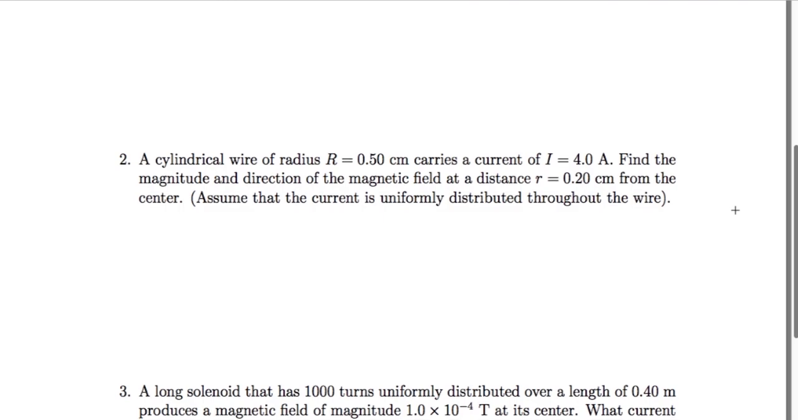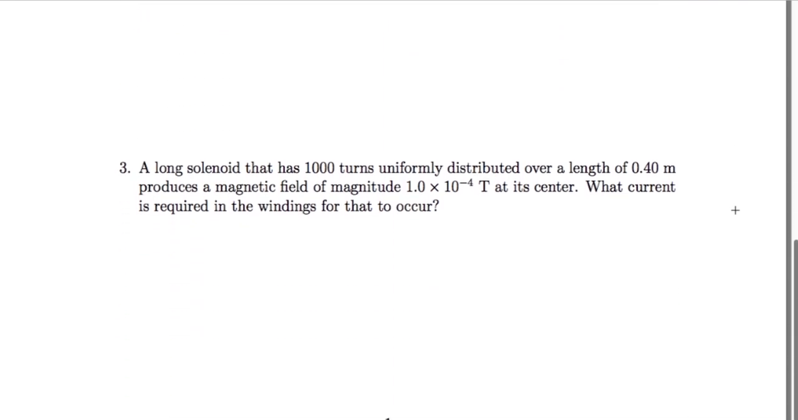Okay, let's look at our last problem. This time we're given a long solenoid, we're told how many turns it has, how long it is, and what strength of magnetic field it produces on the inside. And we're asked what current is required in each of the windings for that to occur.